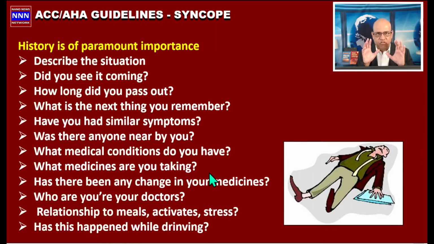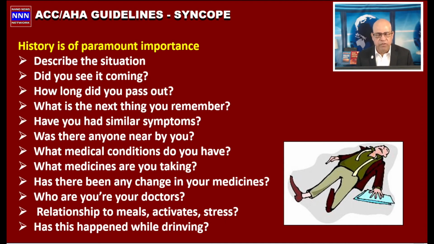But history taking is of paramount importance. I'm not going to go through each one of these lines. I would like you to just pause this for a couple of minutes and look at each one of these items, because every line is important in trying to ascertain what is causing the syncope.